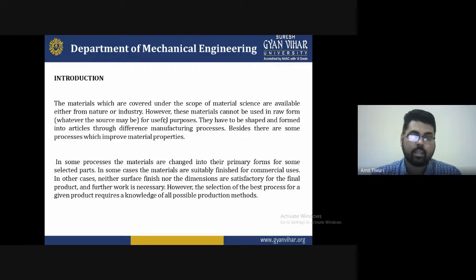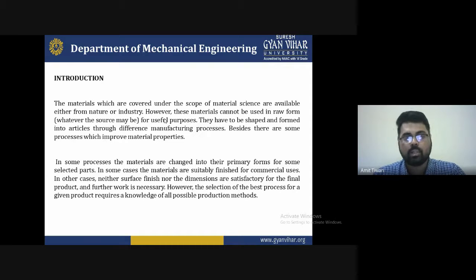But nowadays there are some recent inventions to recycle that type of chip to make composite material, or to reuse the chip by melting it and making a mold to make some casting product from the available chip. So these are some options to find various techniques for the formation of any product. Although we know that shape and form are given to the article through the manufacturing processes, besides these there are some processes which improve the material properties.